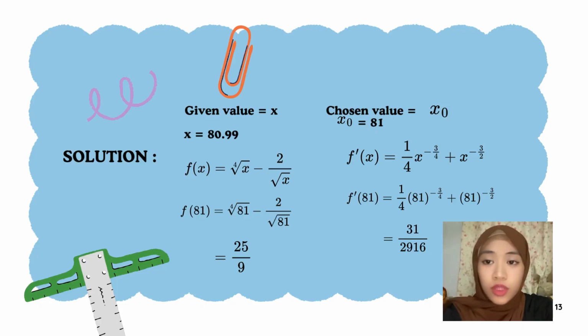We substitute 81 into the function. So we calculate f prime 81 equals 1 over 4 times 81 power negative 3 over 4 plus 81 power negative 3 over 2. The answer is 31 over 2916.